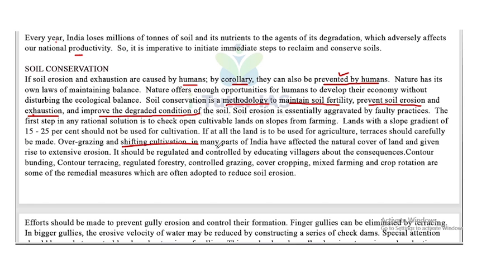Overgrazing and shifting cultivation in many parts of India have affected the natural cover of land and given rise to extensive erosion. Okay, so these are some other factors which cause soil erosion, that is overgrazing and shifting cultivation. It should be regulated and controlled by educating villagers about the consequences. Contour bunding, contour terracing, regulated forestry, controlled grazing, cover cropping, mixed farming and crop rotation are some of the remedial measures which are often adopted to reduce soil erosion. Okay, so these are some of the measures which can be adopted to reduce soil erosion, that is contour bunding, contour terracing, regulated forestry, controlled grazing, cover cropping, mixed farming and crop rotation.